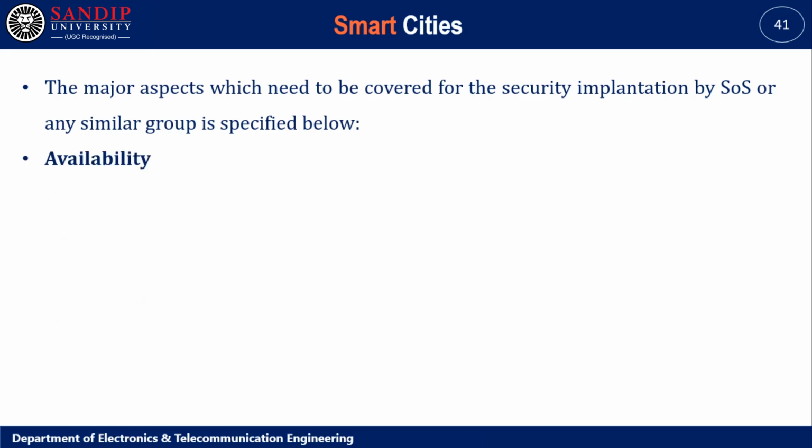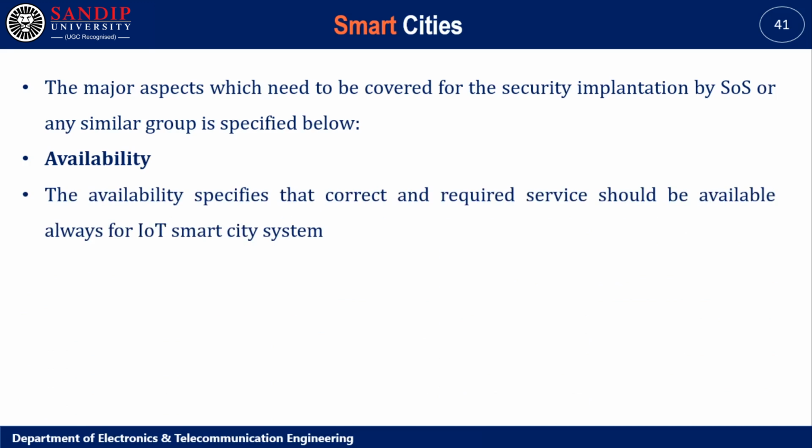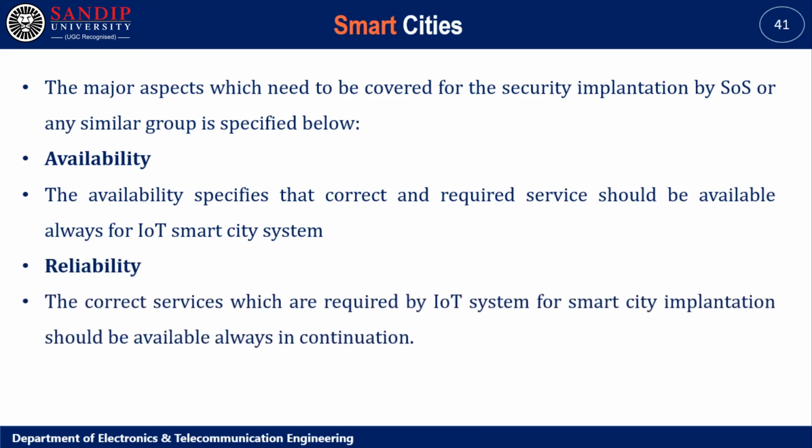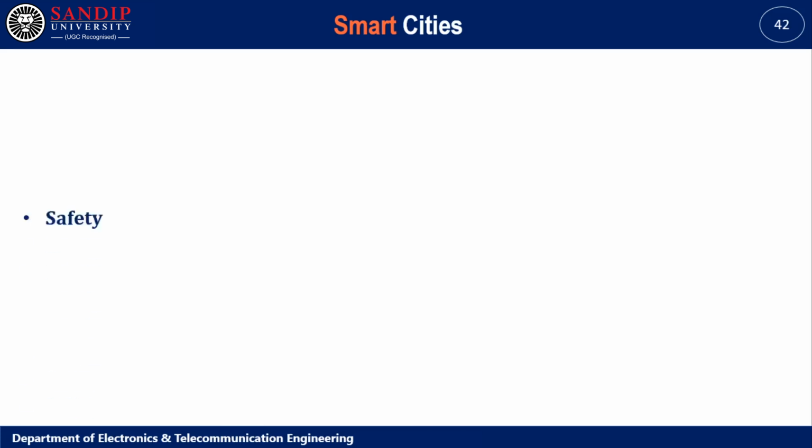Availability. The availability specifies that correct and required service should be available always for the IoT smart city system. Reliability. The correct services which are required by the IoT system for smart city implementation should be available always in continuation.